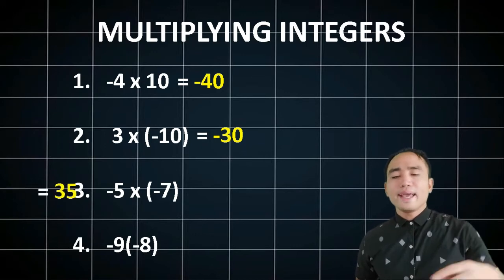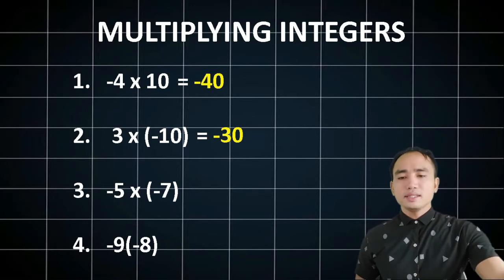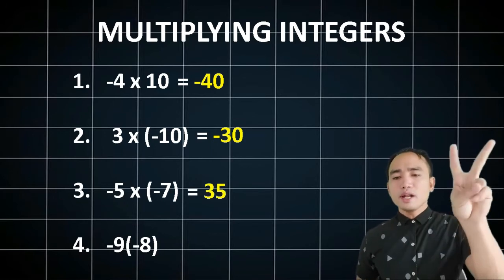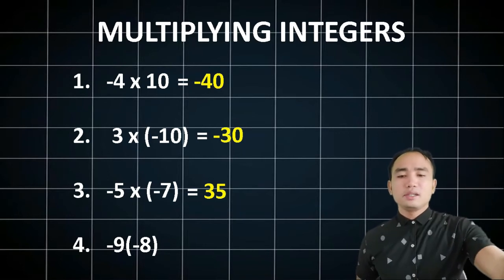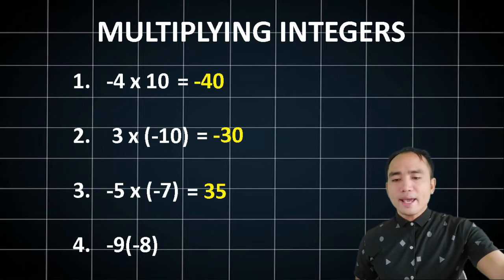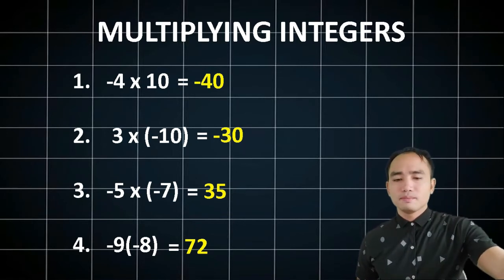Number 3, negative 5 times negative 7, the answer is positive 35, because we are multiplying two numbers with the same sign, and the answer is positive. Number 4, negative 9 times negative 8, the answer is also positive 72.